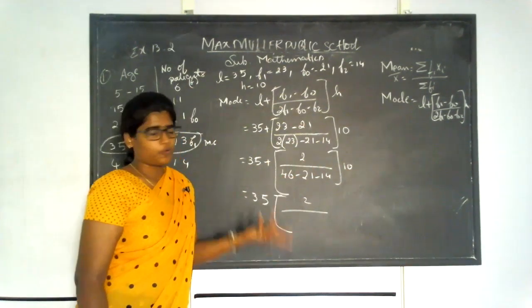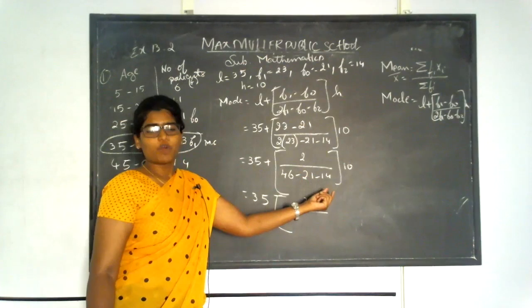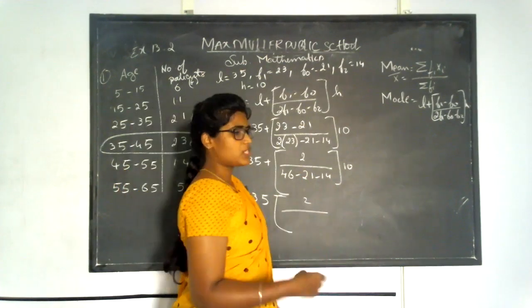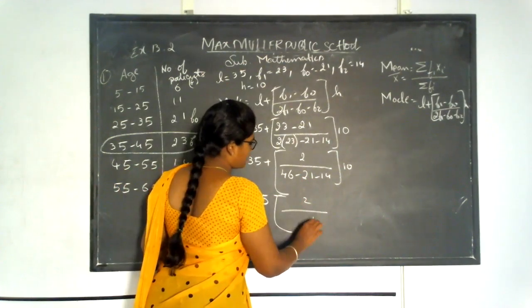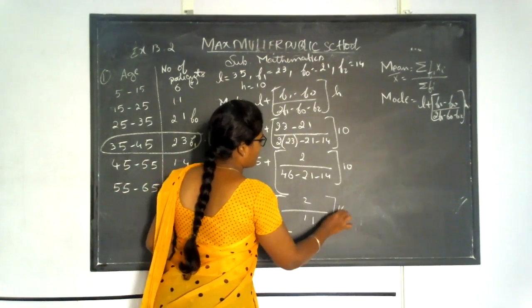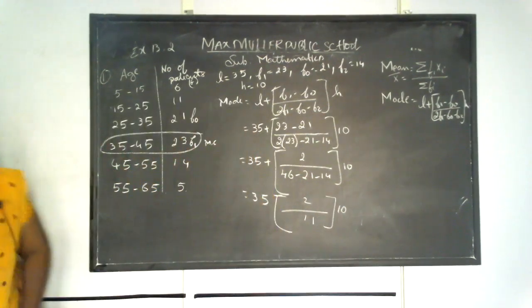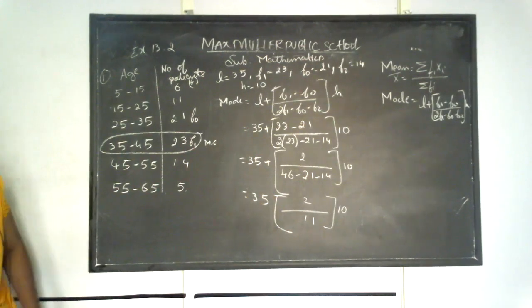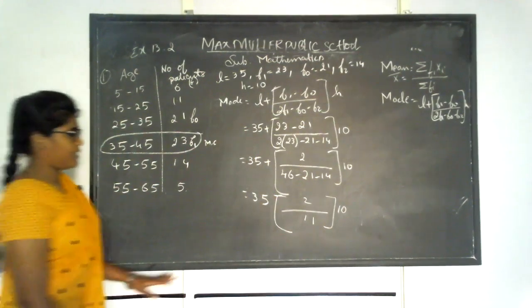4 minus 2 is 2. 25. 25 minus 14. 25 minus 14 is how much? 5 minus 4 is 1, and 2 minus 1 is also 1. And you will be having 10. So you will be having 2 by 11, 2 by 11 into 10.